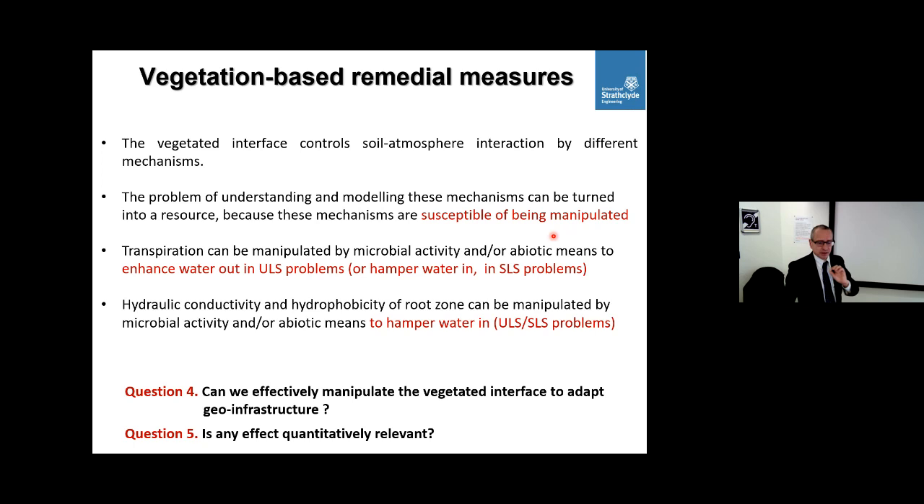For example, if you have an ultimate limit state problem in mind, where you would like to maximize water out because you are increasing suction, you can manipulate the transpiration process, for example, microbial activity or other abiotic means. And the vegetation, not directly, but via the vegetated interface, that top layer where you have roots and bacteria and earthworms, generally has different hydraulic properties than the subsoil. And you can manipulate hydraulic conductivity or the hydrophobicity of the root zone in order to minimize water in. So that interface, including the topsoil and the vegetation, can potentially be manipulated. So that's the interest in looking towards vegetation when I'm searching for a way to adapt my geotechnical structure to the effect of climate.